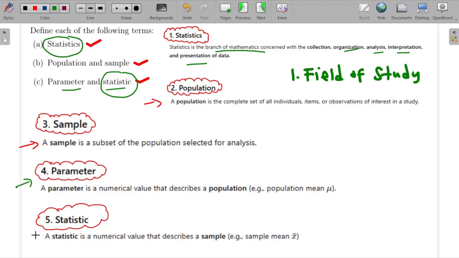And now when we talk about a statistic without the S at the end, a statistic is a numerical value that will be describing something about the sample. So the mean of a sample is simply X bar, but the mean of a population is mu. A parameter tells us something about the population, and a statistic tells us something about the what? About the sample. All right.